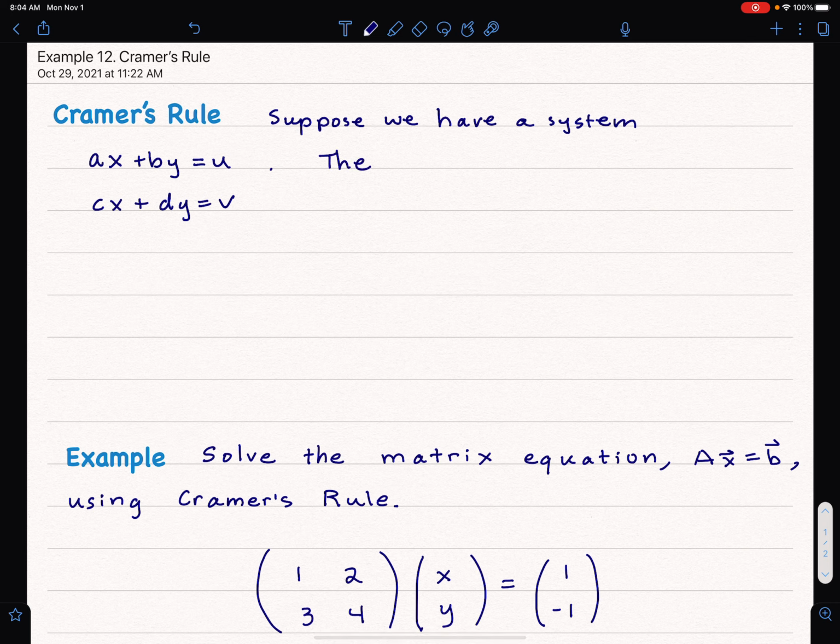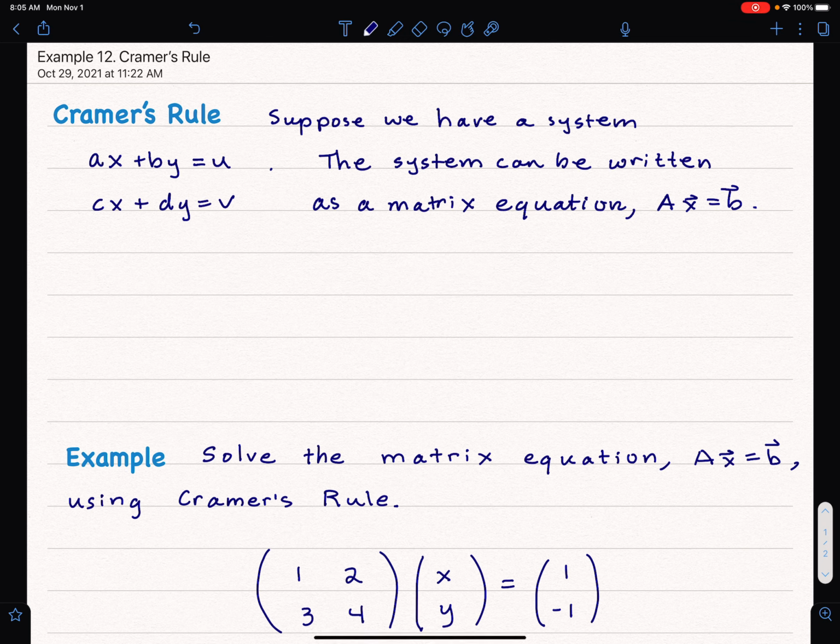The system can be written as a matrix equation Ax equals b, where I have A, B, C, D, and this is the matrix A, and then I have the column vector xy, which is the unknown vector x, and then I'll have uv, and that's what I'm calling b.